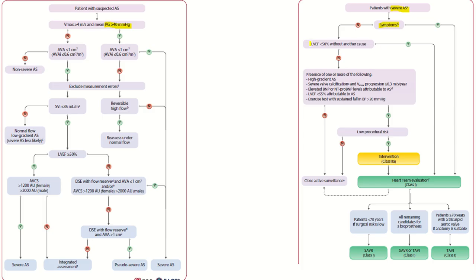The first step is evaluation of the left ventricular ejection fraction. Having a left ventricular ejection fraction below 50 means this patient has hemodynamically significant aortic stenosis, severe aortic stenosis, with no other causes suggesting this low ejection fraction. Therefore, this patient with severe aortic stenosis who has no symptoms, however has a low ejection fraction, should proceed directly for heart team evaluation regarding valve replacement, either using transcutaneous approach or surgical approach.